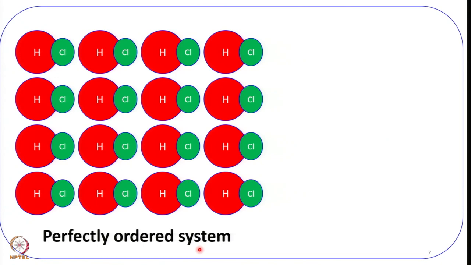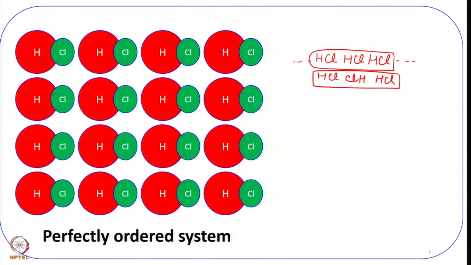HCl. Hydrogen and chlorine. The electronegativity difference between hydrogen and chlorine is huge. Highly polar molecule. Dipole moment is high. That means in the crystal, if I have this HCl, HCl, HCl, and then I have HCl, ClH, HCl. This arrangement will have different energy than this arrangement because of a bigger electronegativity difference between the constituent atoms.